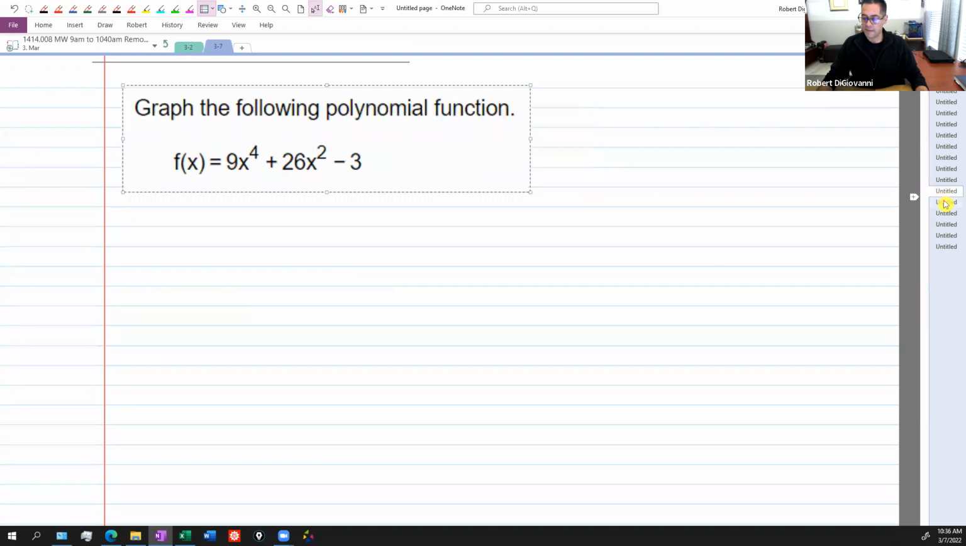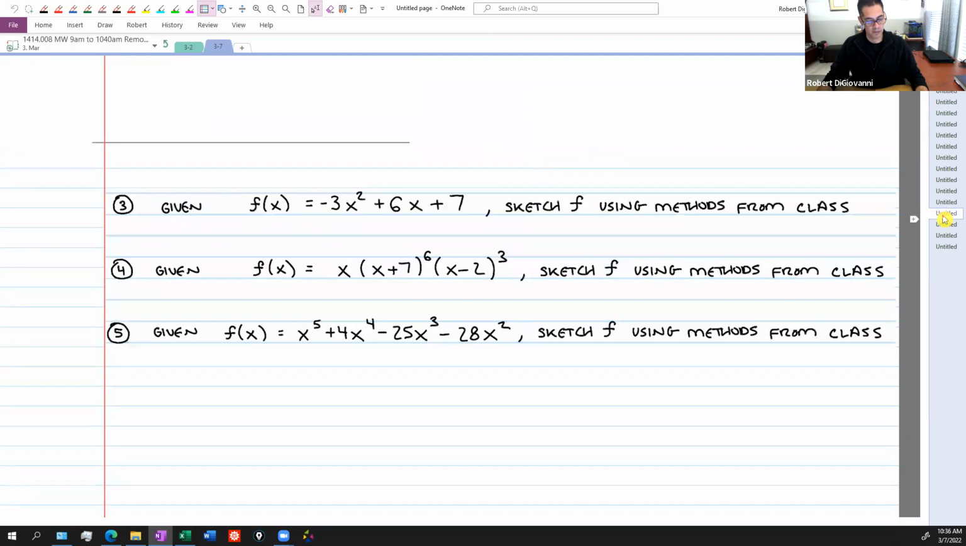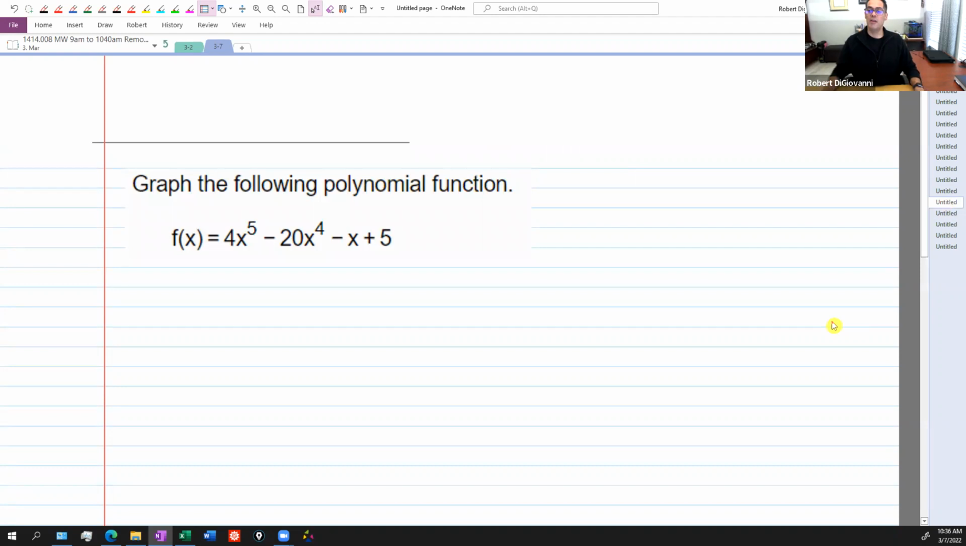And then graph and graph. See how it goes. You might have questions. I think there's one or two in there that are going to be a little weird, but see how it goes, and then come back next time with questions. We can go over any of these if you want.